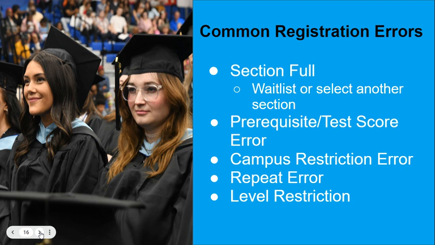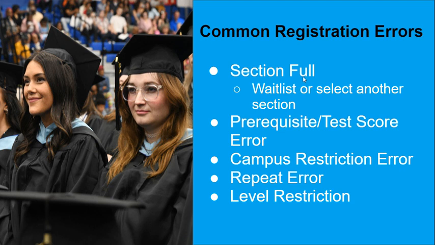Here's some common errors that we receive when we're registering. The section is full, in which case you can either add yourself to the wait list or you can find another section that's not full. If it says prerequisite or test score error, commonly, if you are currently taking the class that's the prerequisite for the class that you want to register for, that's a reason that this would pop up. Just email your advisor, email me, and we'll get that cleared for you.